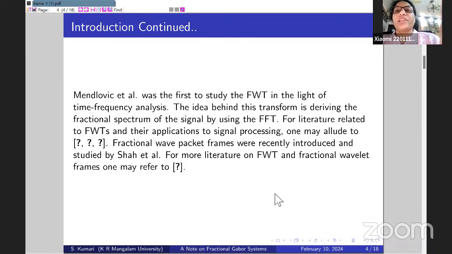Fractional wave packet frames were recently introduced and studied by Shah and others. For more literature on FWT, I mentioned some references at the end of my PPT. So sir, next slide please.